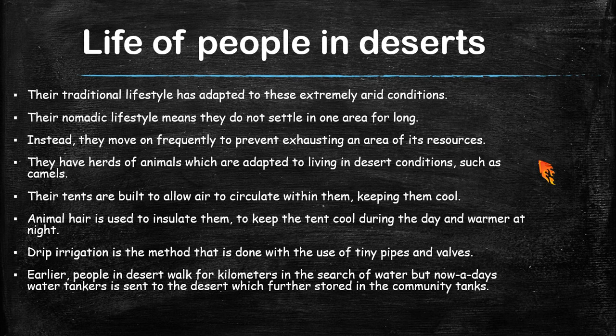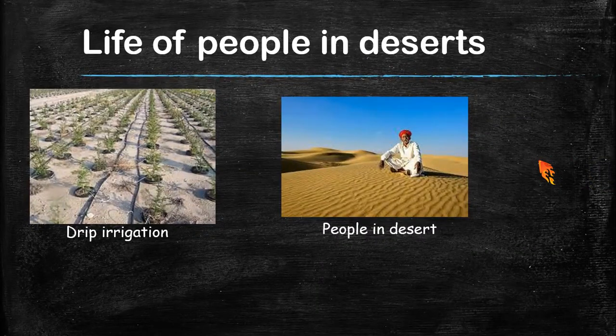Earlier, people in deserts had to walk kilometers in search of water, but nowadays, water tankers are sent to deserts, which is further stored in the community tanks. This is the drip irrigation. So here's the pipe which goes to that area, and they have a tank here, or the community tanks, which will send water to the pipes, and they have small holes near the plant, which will drip water for their growth. And people in deserts are mostly dark because of the sunny region.